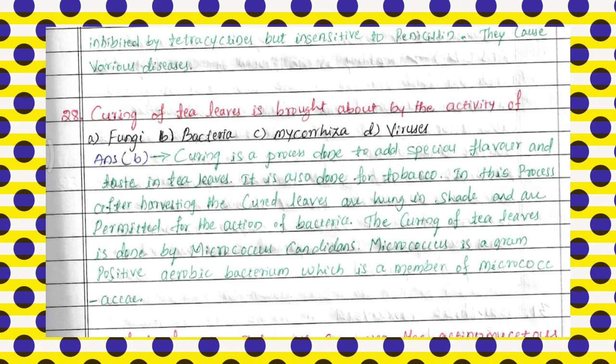In this process, after harvesting, the cured leaves are hung in shade and are permitted for the action of bacteria. The curing of tea leaves is done by Micrococcus candidans. Micrococcus is a gram-positive aerobic bacteria which is a member of Micrococcaceae.